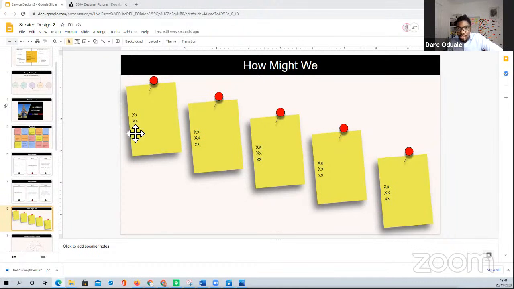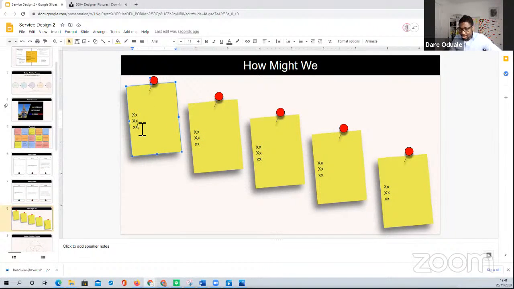So from the how might we questions, when writing on your sticky notes, to save space, you can just say HMW, which is how might we speak with customers without them incurring phone airtime charges. Yeah.